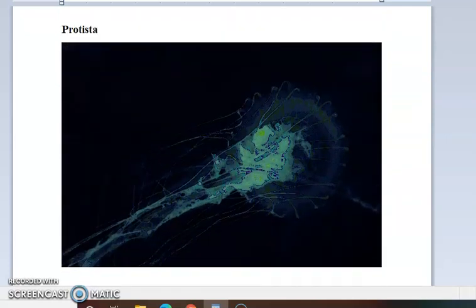Then you have Protista, another single cellular organism, and a great example of that would be amoeba. This is an amoeba that you can find in the ocean, kind of looks like a jellyfish, but keep in mind this is being looked at under a microscope.